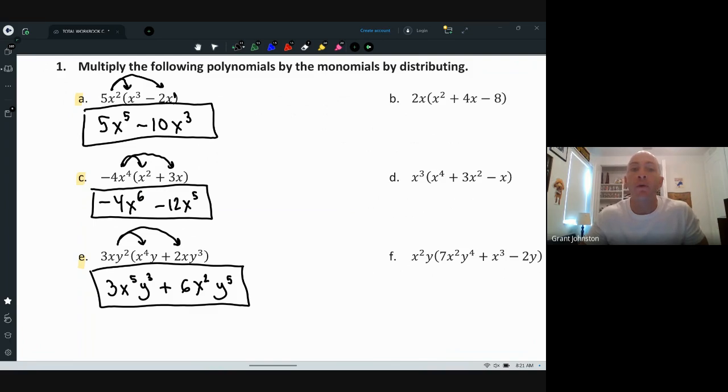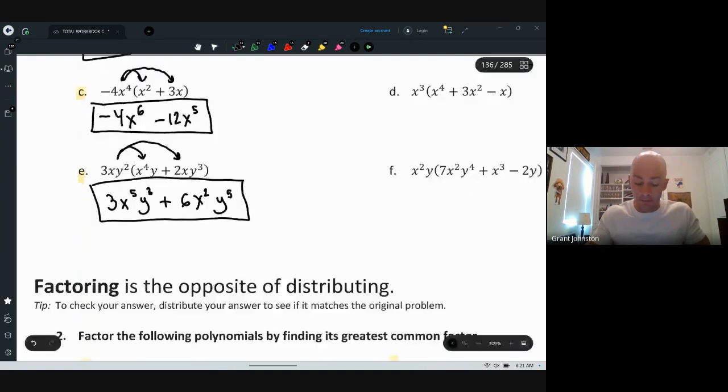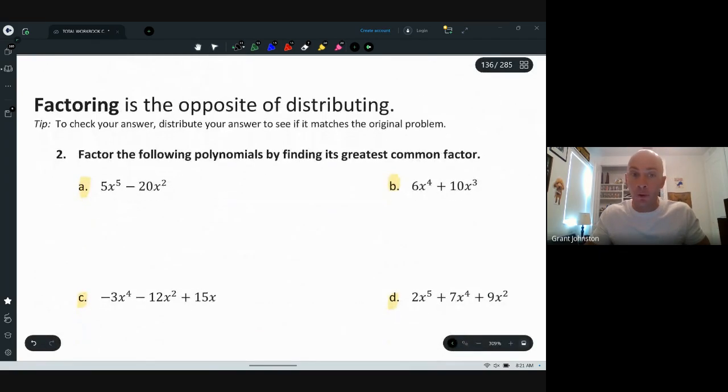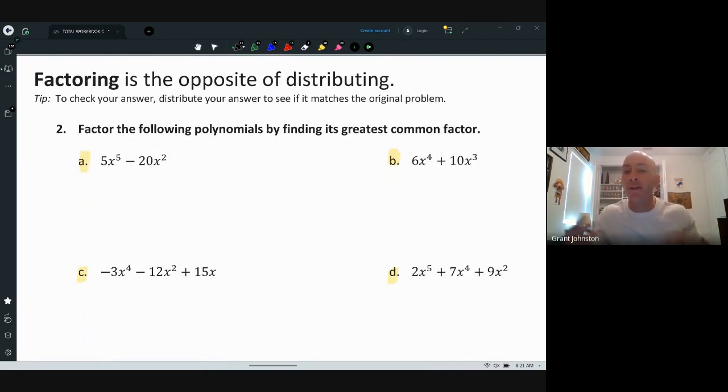So that's just a little bit of a review. When you're distributing, you're multiplying a monomial by either a binomial or a trinomial, or you're just using the distributive property. So I'll let you do the 3 on the left. Now, the reason that I want to do a little bit of review there is because factoring is a new term, it's the opposite of distributing. So we're trying to undo it.